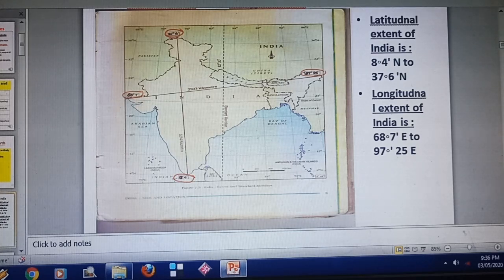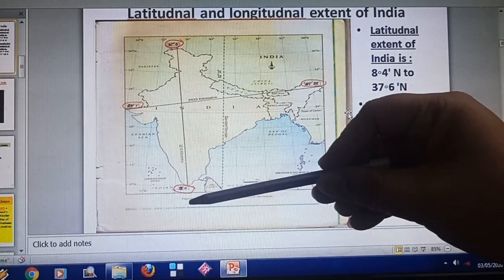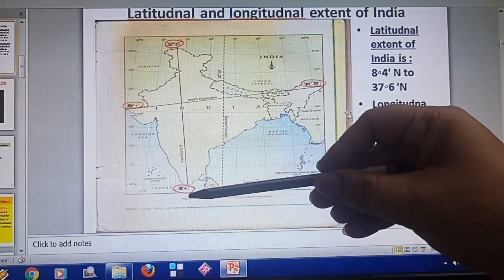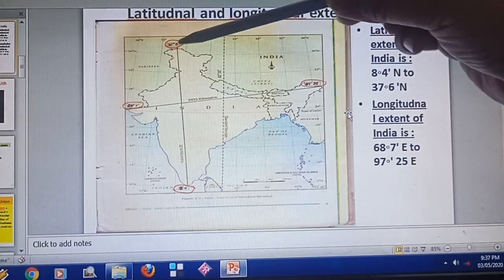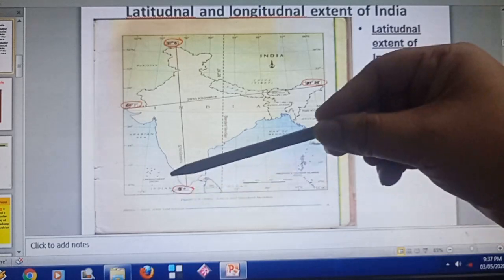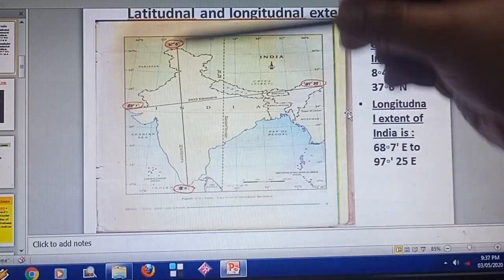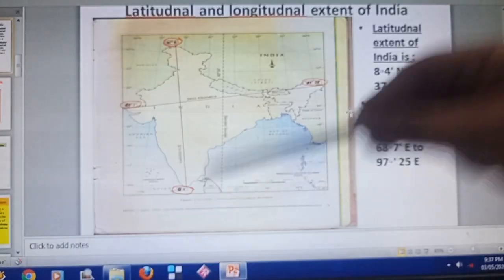The latitudinal and longitudinal extent of India. Latitudinal extent of India is 8 degree 4 minute north to 37 degree 6 minute north. See, 8 degree 4 minute north, this one, and 37 degree 6 minute north, this one. This is the latitudinal extent of India. 8 degree 4 minute north से लेके 37 degree 6 minute north. This is the latitudinal extent of India.